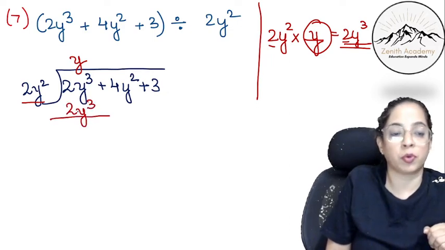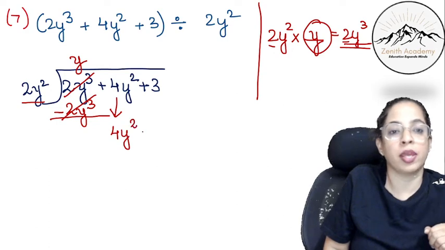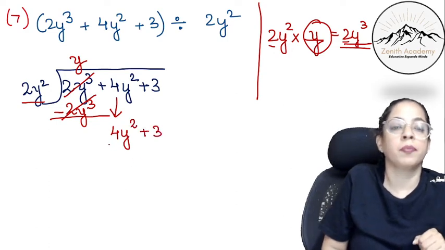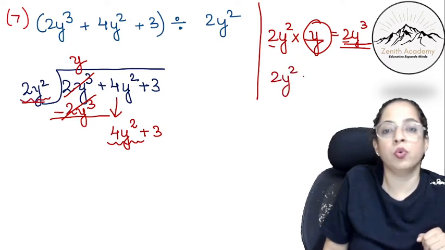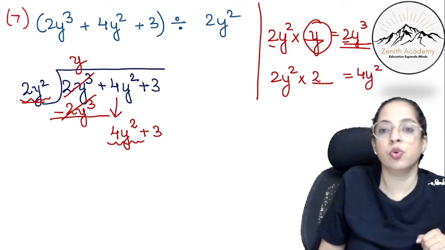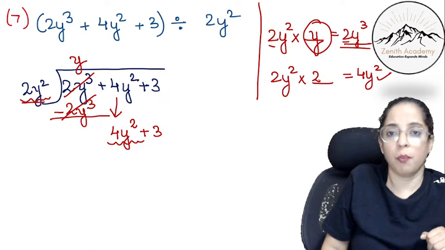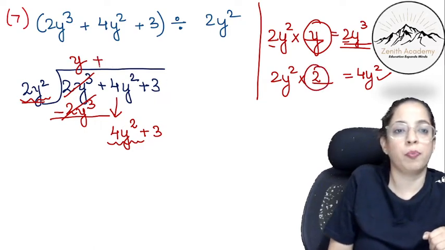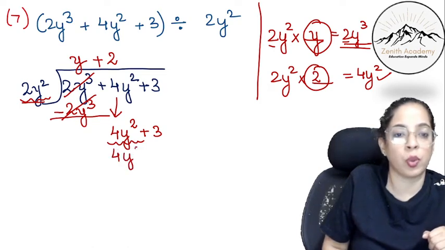Now you have to subtract this. So change the sign. Positive and negative gets cancelled. Copy this down. You get 4y square plus 3 down. Okay. Now check this 4y square and 2y square. So what do you multiply in 2y square to get 4y square? So 2 into 2 will become 4 y square, and here nothing. Then only it will remain y square. So positive 2. So I will do positive 2 here. So 2y square into 2 is 4y square.